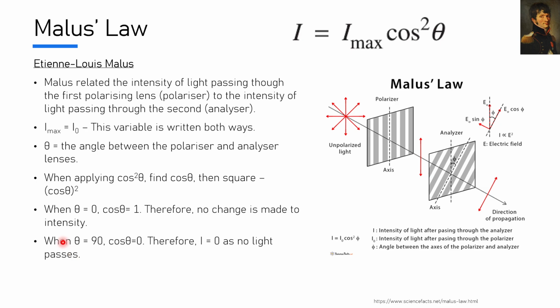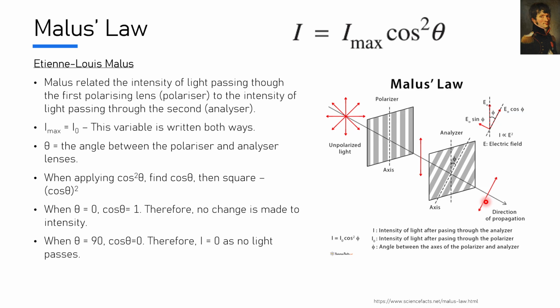But as we established before, if theta is equal to 90, so the analyzer goes along like this, so all the lines are going from side to side instead of up and down, then that would mean that cos theta is equal to 0, and 0 squared is 0, which means that when you multiply I max by 0, you get an intensity of 0 at the end. That means that no light passes through.